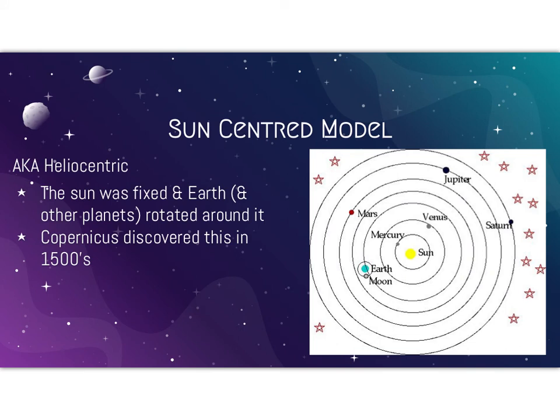In the 1500s, Copernicus took all of the observations that had been made throughout time and compared it against the geocentric model, where the Earth is the center of the universe, and realized that that just didn't work. So we went back to the drawing board and came up with the sun-centered model. This is called the heliocentric model. So in this model, the sun is a fixed point, and Earth and other planets rotate around it.